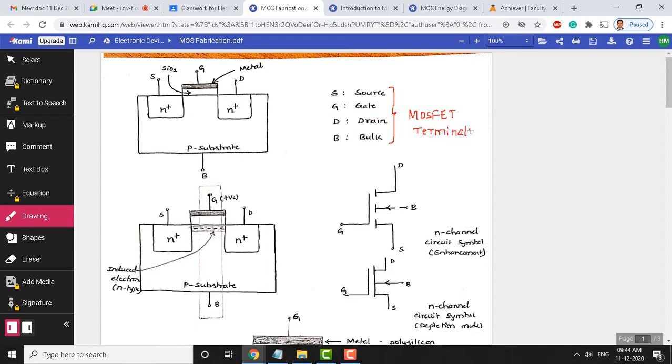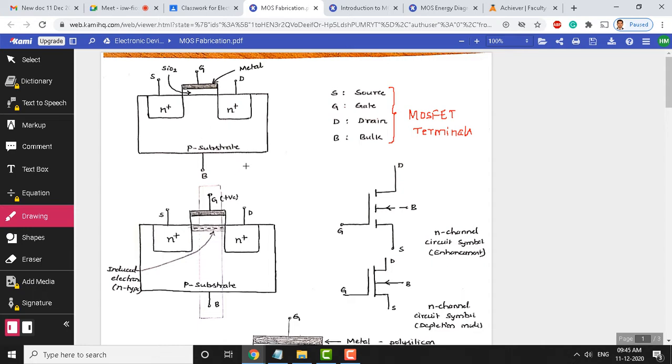Most of the times we do not use this terminal bulk here. Source and bulk we used to short most of the times, especially when we use MOSFET for digital circuit applications. Then we will short source and substrate, or source and bulk. For some applications we may use a voltage between source and bulk, but for most of the times this will be short circuited. Okay. So, this is a cross sectional view of N channel MOSFET.